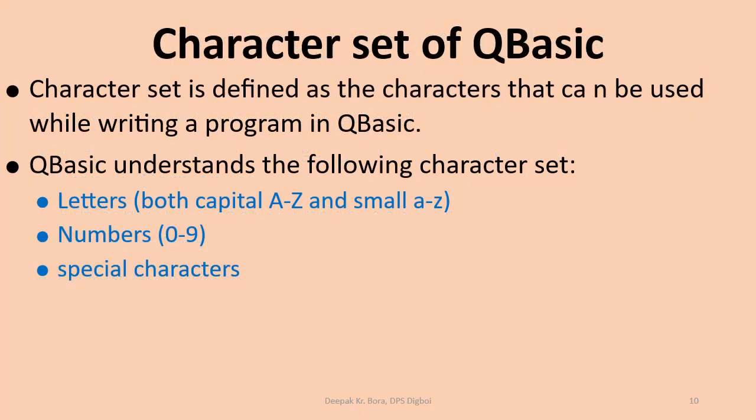As we have discussed earlier, any language in the world has three sets of symbols: letters, numbers, and special characters. Similarly, in QBasic also, we have three sets of characters or character set. This character set is defined as the characters that can be used while writing a program in QBasic. These character sets are letters, both capital A to capital Z and small a to small z, numbers 0 to 9, and special characters. We are going to see the special characters.